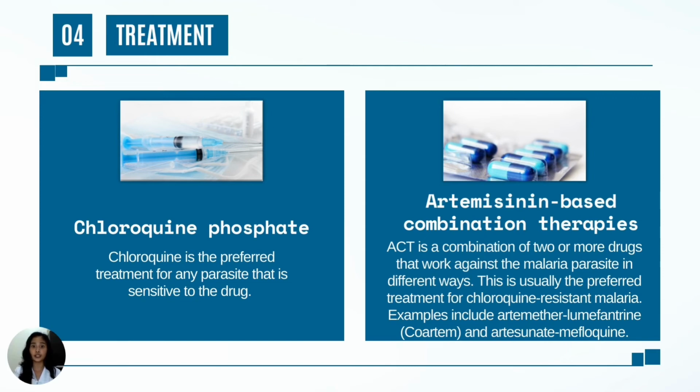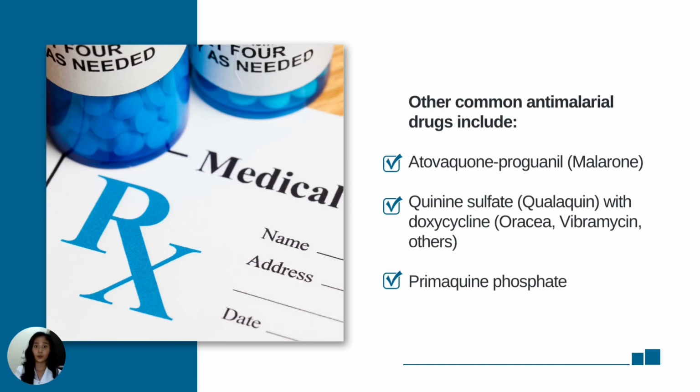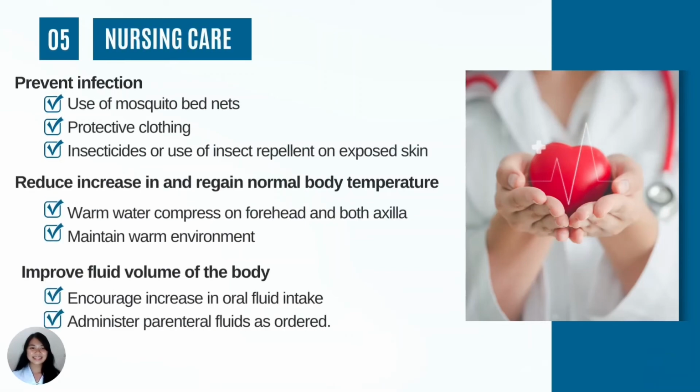Other common anti-malarial drugs include atovaquone-proguanil or Malarone. It works by interfering with the growth of parasites in the red blood cells of the human body. Then we have quinine sulfate with doxycycline, preventing the malaria parasite from being able to grow and killing it in the process. And lastly is primaquine phosphate. It prevents the development of the blood forms of the parasites, which are responsible for the relapse.